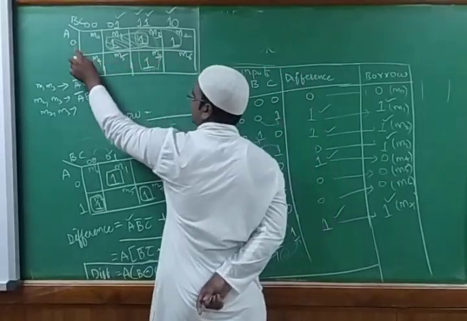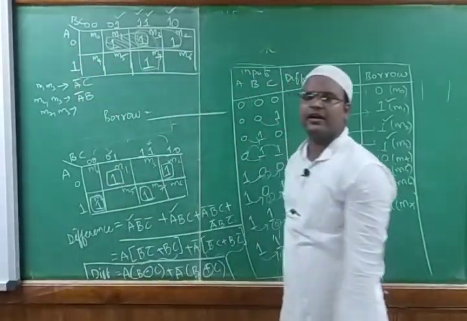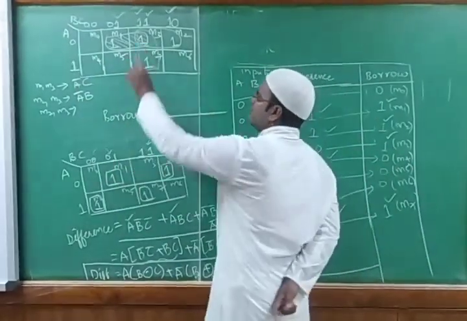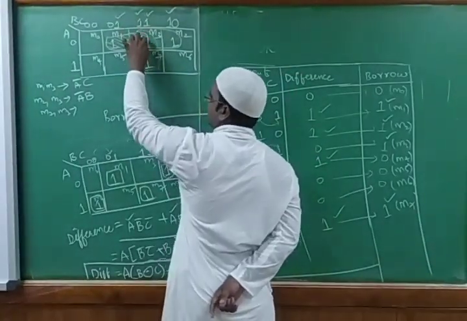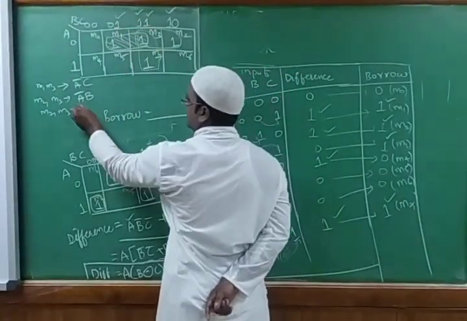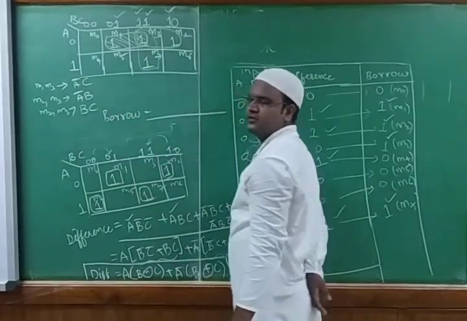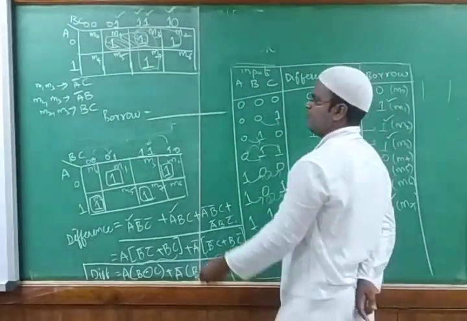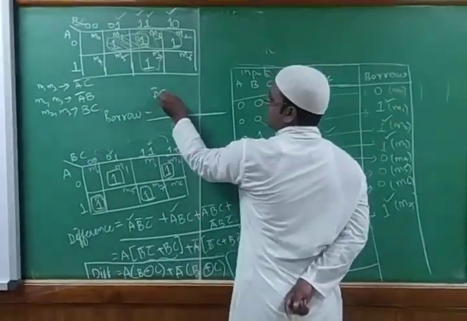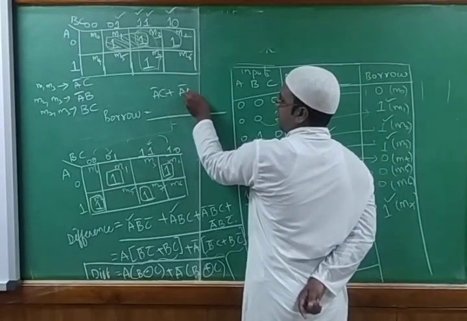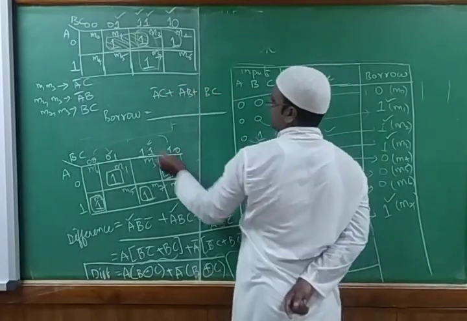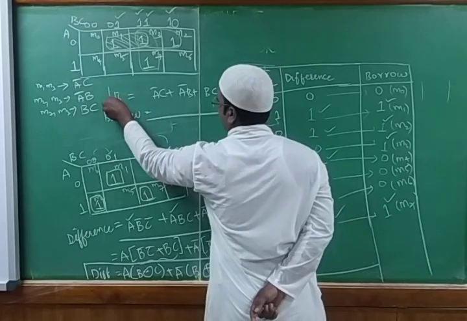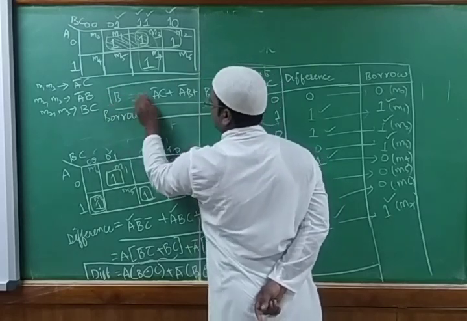Next thing, M3 and M7. See the row: A is 0, A is 1. So A is changing, so we will not write A. What we will write then is the vertical one, which is nothing but B, C. So what is the output we got now for borrow? A complement C plus A complement B plus BC. So that is the output for borrow.